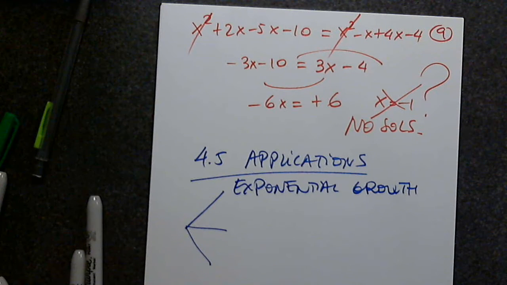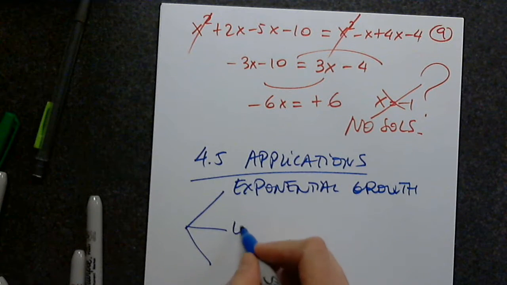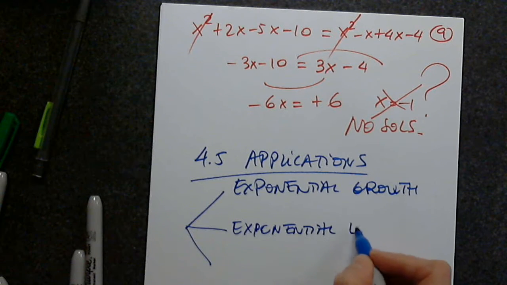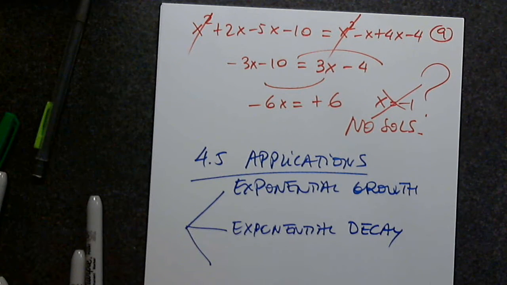Populations grow exponentially. Bacteria grow exponentially. For example, mice, rats, birds, fish, they all grow exponentially. Second application is exponential decay. Exponential decay is typical, it's just more than that, but it's typical for radioactive substances that decrease their mass in time.